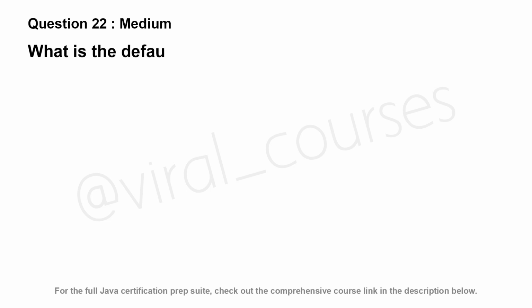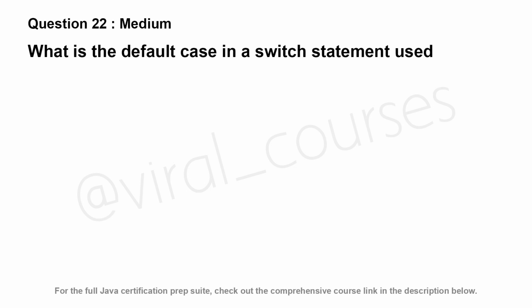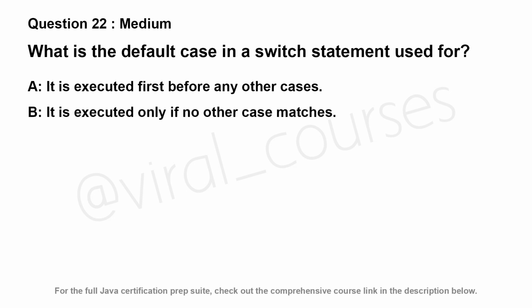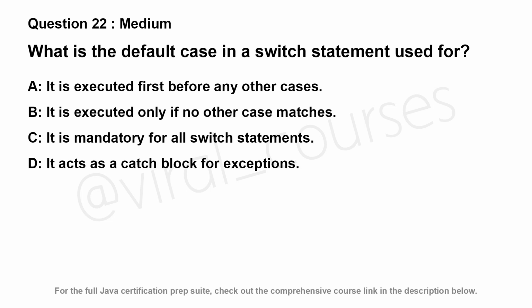What is the default case in a switch statement used for? Option A. It is executed first before any other cases. Option B. It is executed only if no other case matches. Option C. It is mandatory for all switch statements. Option D. It acts as a catch block for exceptions.